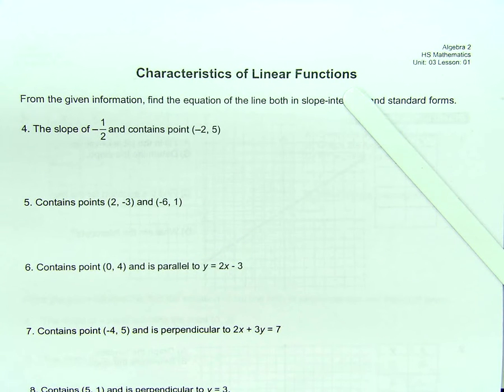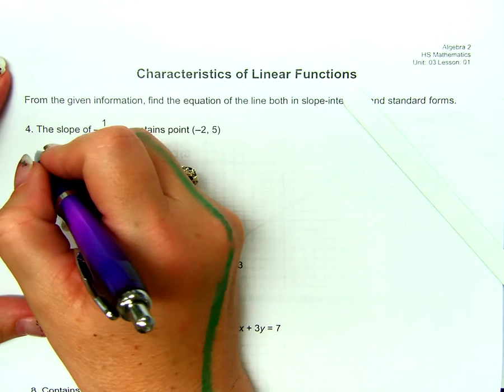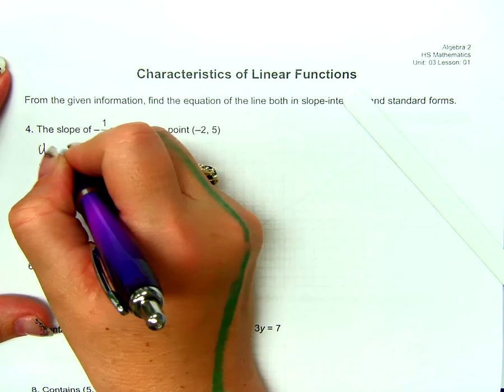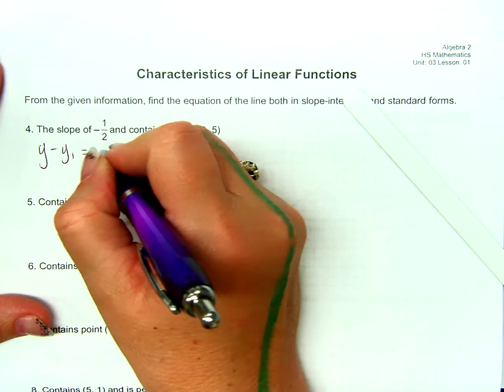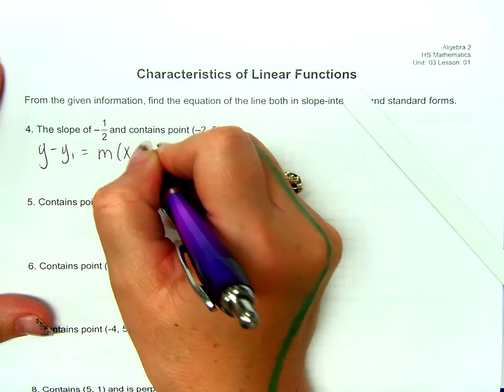It says the slope is -1/2 and it contains the point (-2, 5). I really wish we had some sort of formula if we knew a point and a slope. Oh, we do. Point slope form. Y minus y sub 1 equals m times x minus x sub 1.